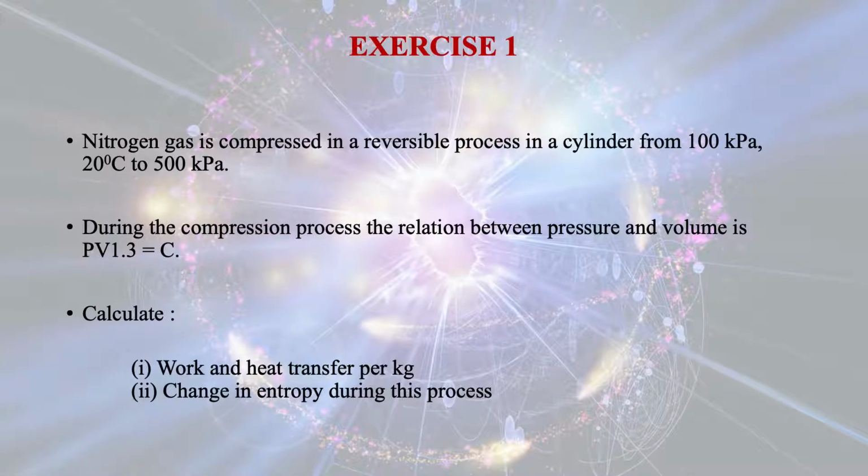Let us start with exercise 1. Nitrogen gas is compressed in a reversible process in a cylinder from 100 kilopascal at 20 degree centigrade to 500 kilopascal. During the compression process, the relation between pressure and volume is PV to the power 1.3 equal to constant. Calculate the work and heat transfer per kg and the change in entropy during this process.